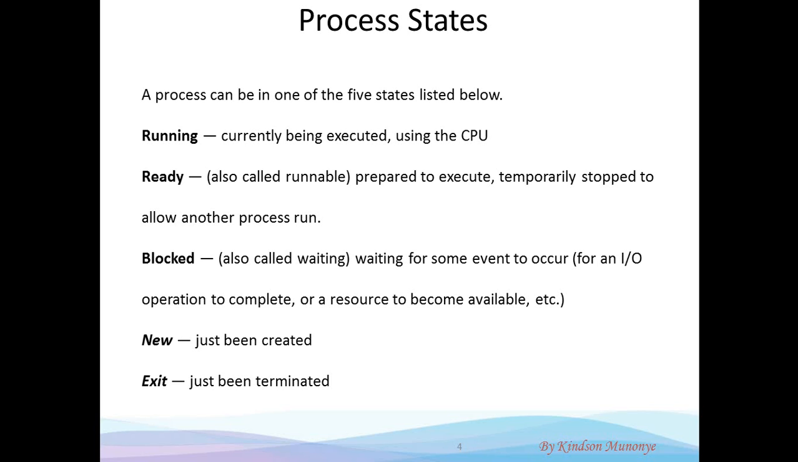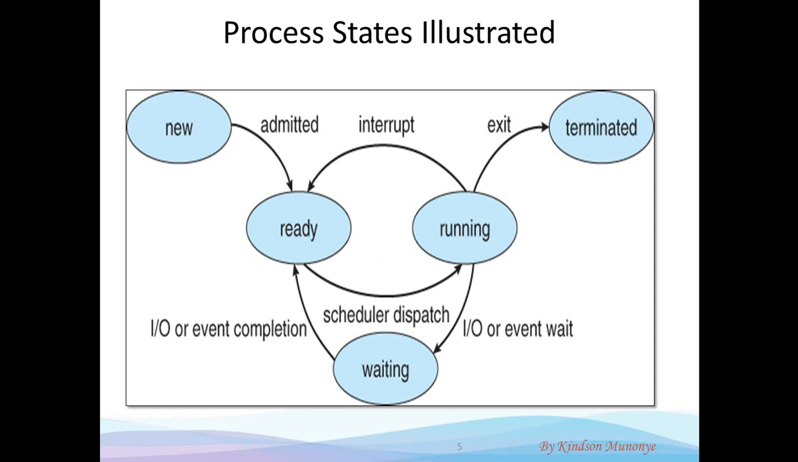We have new, where a process is just created, and exit, where a process has just terminated. There is an illustration. A process can move from new to ready, admitted into the ready queue. It can move from ready to running, dispatched by the scheduler. When it completes execution, it's terminated.